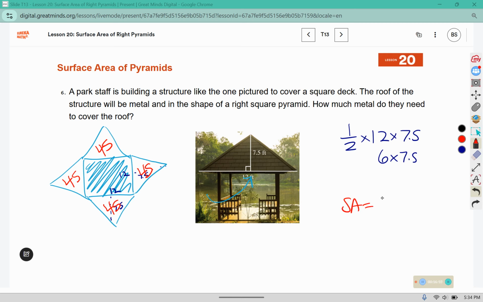So the surface area is going to be 45 times 4, because there are 4 identical triangles, and that is a surface area of 180 feet squared.